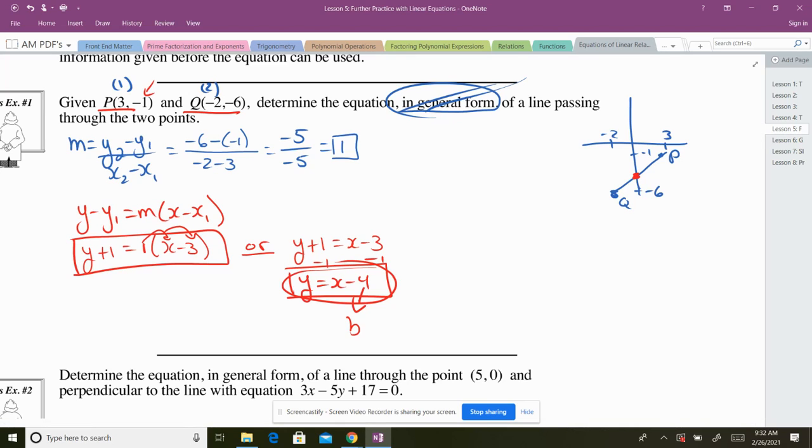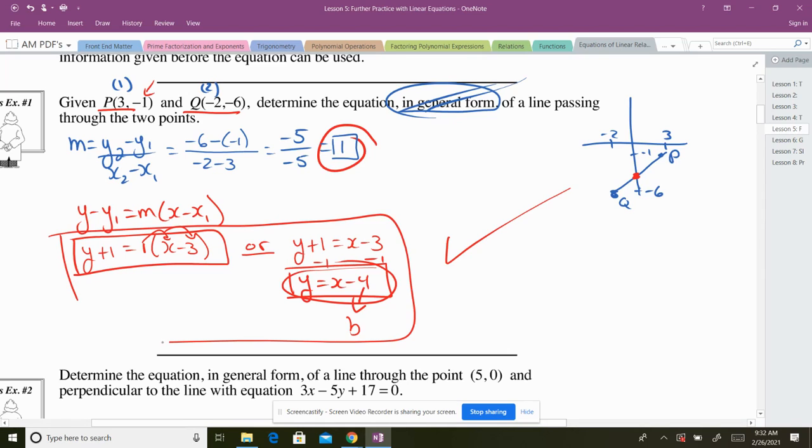The slope is positive. Does that line have a positive slope? Yes, it does, because it's rising from left to right. So we are good. All right. And on a test, if I don't specify which form to give it to me in, either one of these is fine. Okay, I'm not going to ask you to write it in standard form, so you don't need to worry about that. Is that okay? All right.